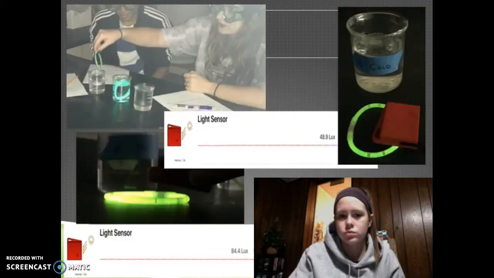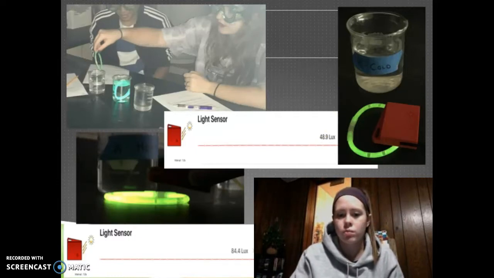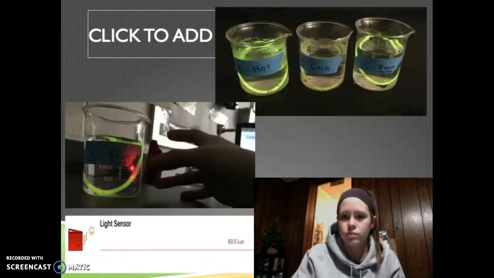Next, the students would take the glow sticks and put them into each of the temperature waters here. And then, after they sit for a couple minutes, we take the TI sensor and get to see the luminescence that is coming off of the glow stick. That's actually going to be measured in lux, as you can see over here. So we measure each one of the glow sticks and then compare the lux to see which one would be brighter and which temperature that was at.